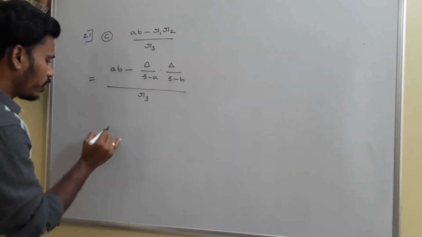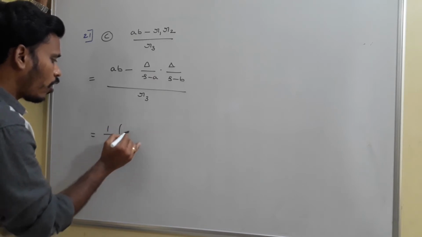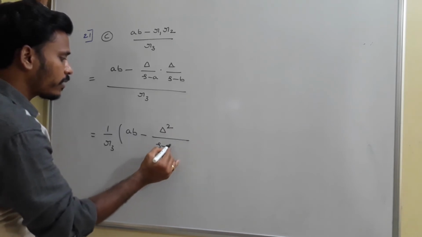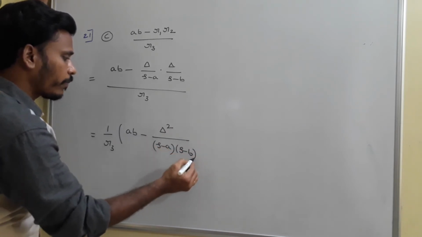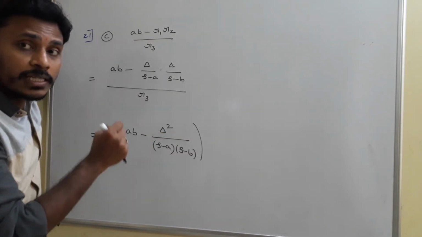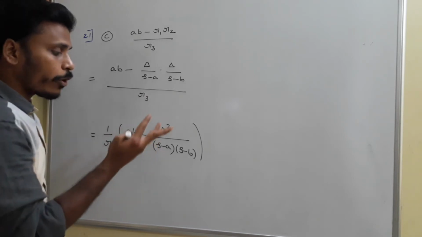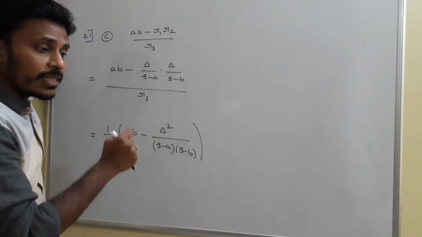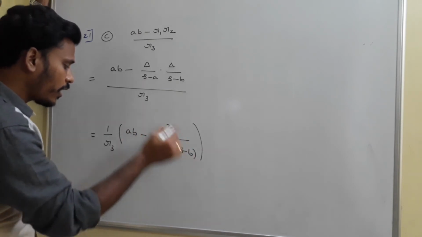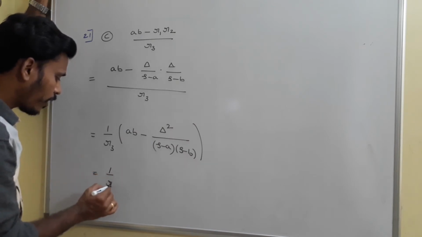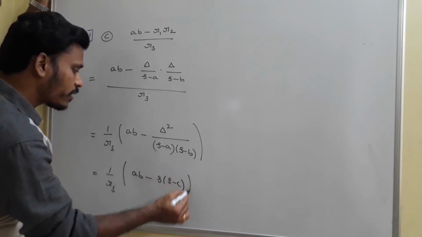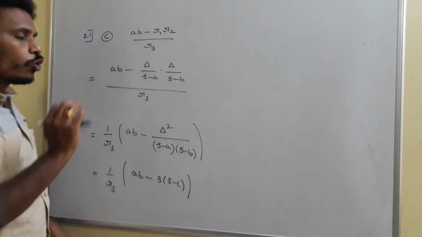So this is equal to 1 by R3 of AB minus delta square by S minus A into S minus B. As I mentioned in the previous cases, this delta square is S minus A, S minus B, S minus C. This is the product of four values. What are those four? S, S minus A, S minus B, S minus C. So delta square by S minus A into S minus B is simply 1 by R3 times AB minus S into S minus C, because two terms are there in the denominator, so those two will get cancelled.